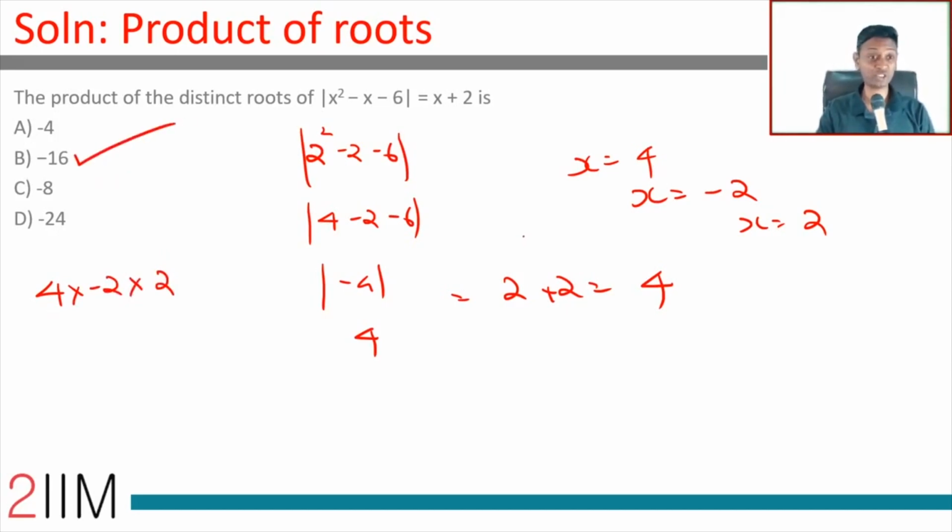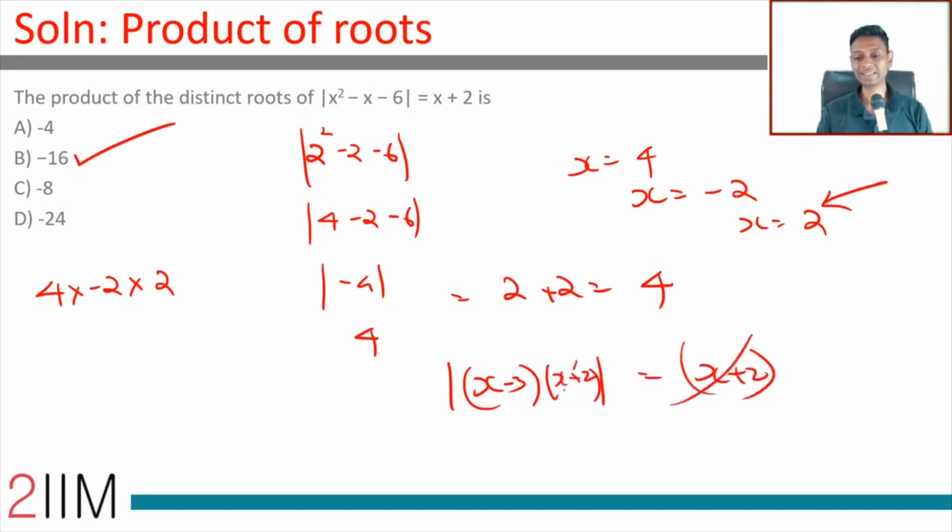Once again, I made the mistake in this one. I completely forgot that this solution was possible, messed it up and got a wrong answer. So don't rush through, solve it methodically. What I did is factorize this. I made it modulus of x minus 3 into x plus 2 equal to x plus 2, and then cancelled this and said modulus of x minus 3 should be 0. And then went nowhere with it.